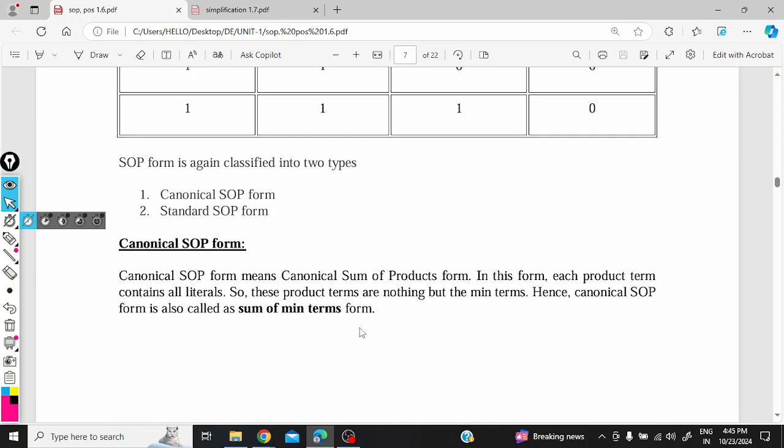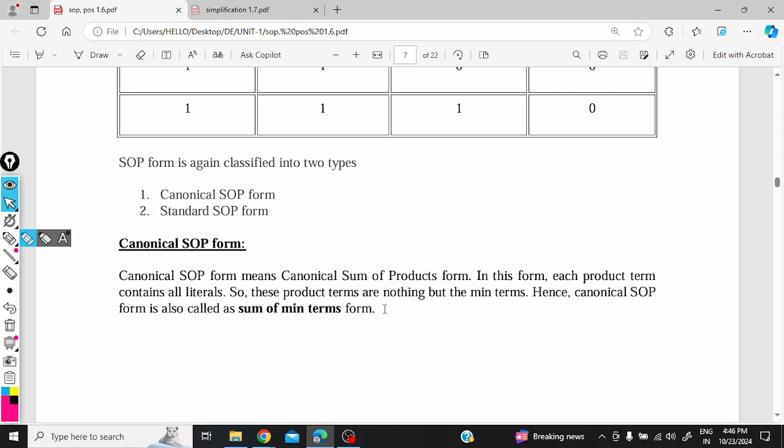Now, there are two forms under SOP, that is canonical form and standard form. Canonical SOP means canonical sum of products form. In this form each product term contains all literals, so these product terms are nothing but min terms. Hence canonical SOP form is sum of min terms.